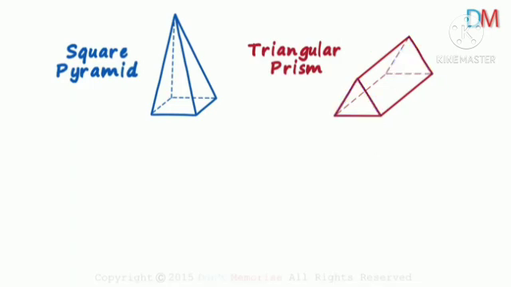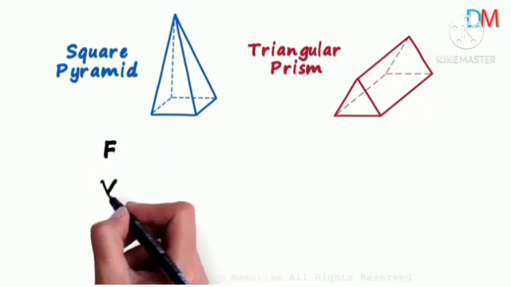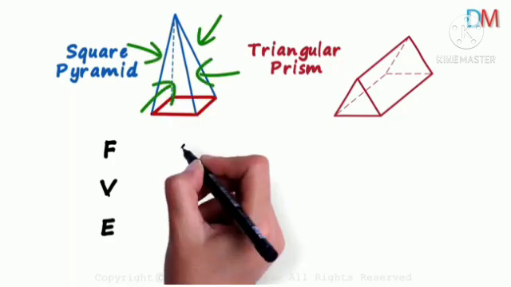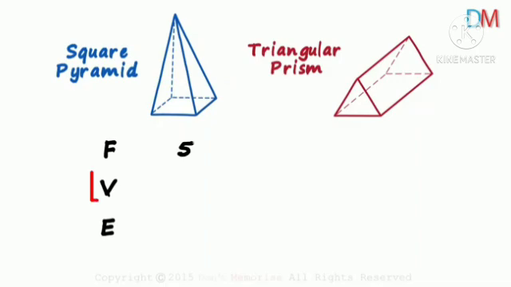What do we need to find out here? We need to find the number of faces, the number of vertices, and the number of edges in each of the solids and see if F plus V minus E will give us 2. Okay, let's tackle the first solid, a square pyramid. How many faces do you see? There are 4 triangular faces and 1 square face. 5 in all. How many vertices?